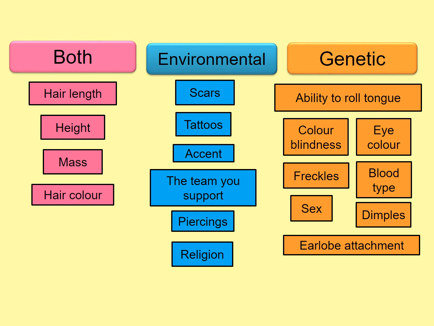And the colour of your hair, obviously it's genetic if we're talking about natural hair colour, but you may choose to have your hair dyed, so then we do tend to put hair colour in both. If it said natural hair colour, it would have gone across into genetics. So lots of characteristics, lots of differences between us that fit into one of those 3 groups.